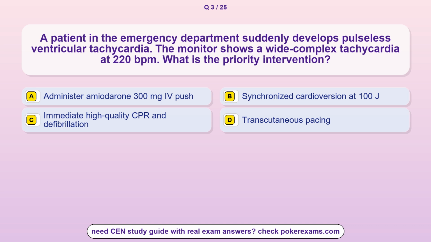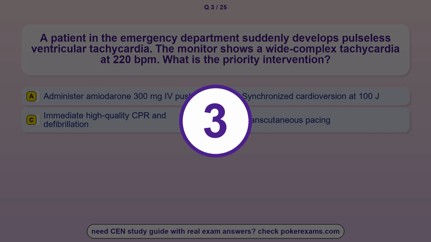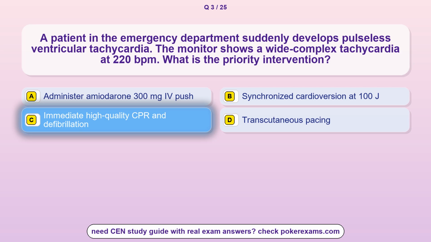Question 3. A patient in the emergency department suddenly develops pulseless ventricular tachycardia. The monitor shows a wide-complex tachycardia at 220 bpm. What is the priority intervention? Option A. Administer amiodarone 300 mg IV push. Option B. Synchronized cardioversion at 100 J. Option C. Immediate high-quality CPR and defibrillation. Option D. Transcutaneous pacing. The correct answer is option C. Immediate high-quality CPR and defibrillation.